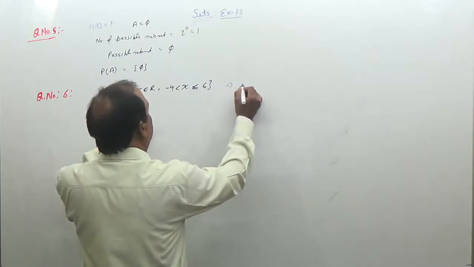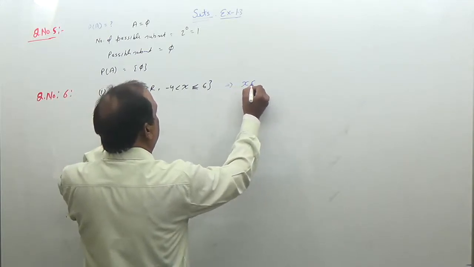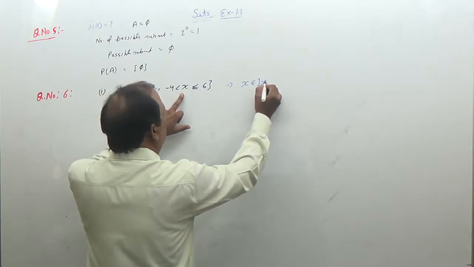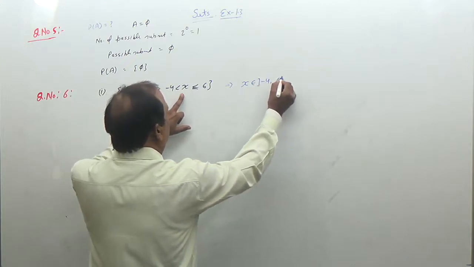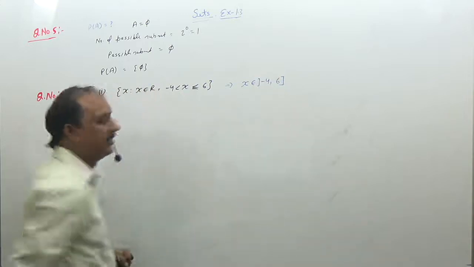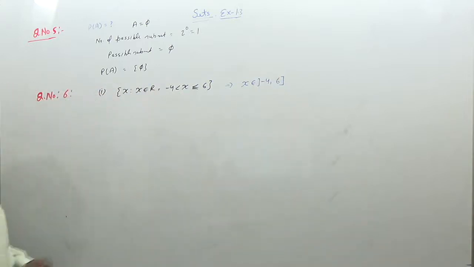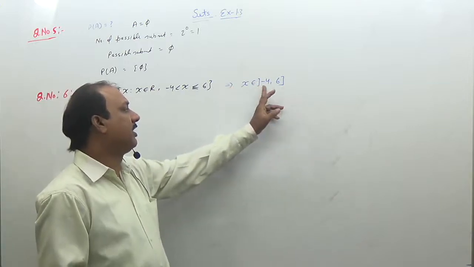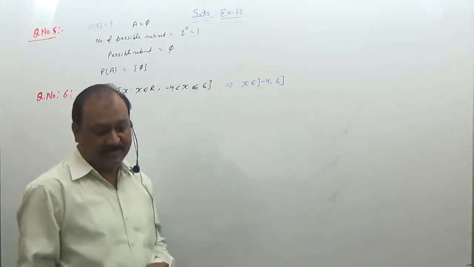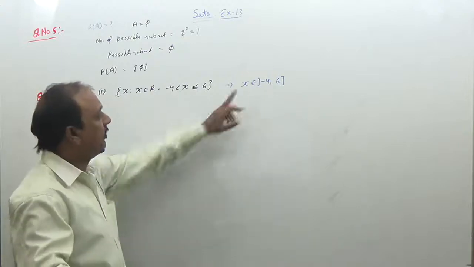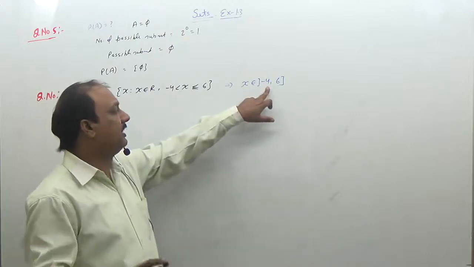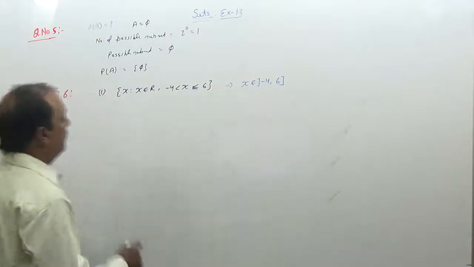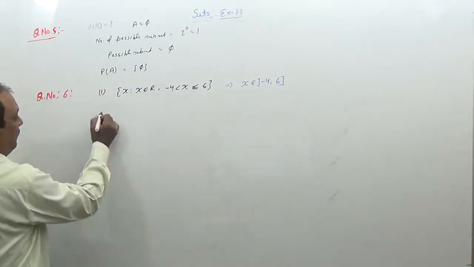So this one is x belongs to the open-close interval -4 to 6. So its answer is x belongs to the open-close interval from -4 to 6. That is, this set contains all real numbers more than -4 and less than or equal to 6. So this is the interval of this set builder form.